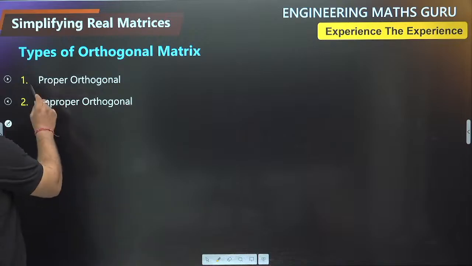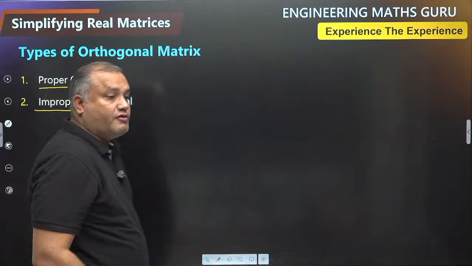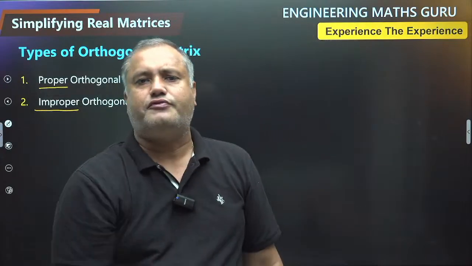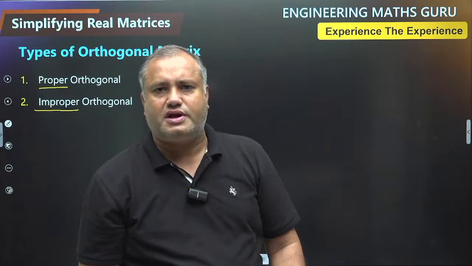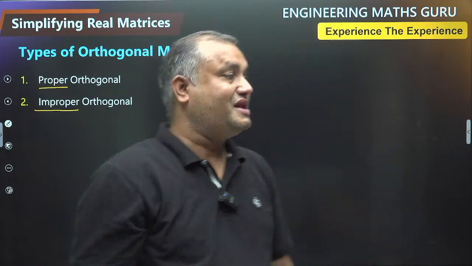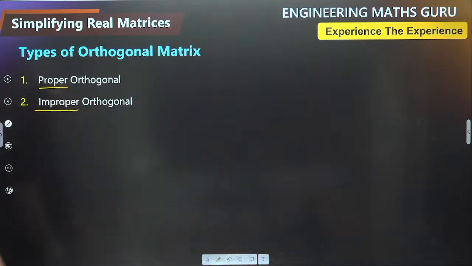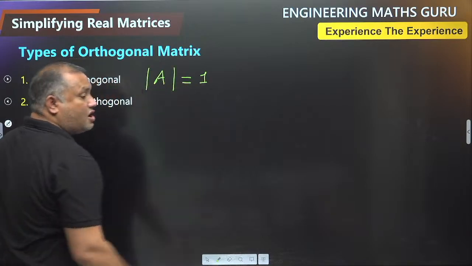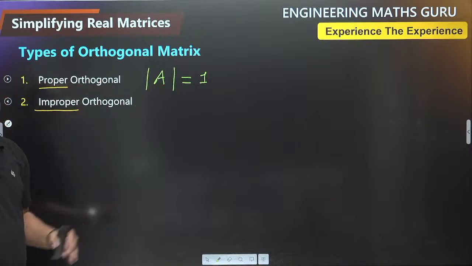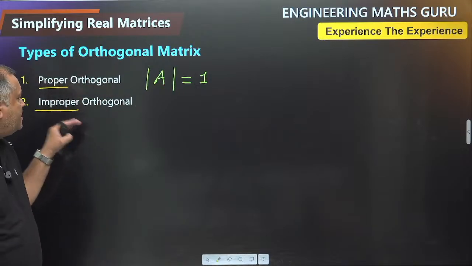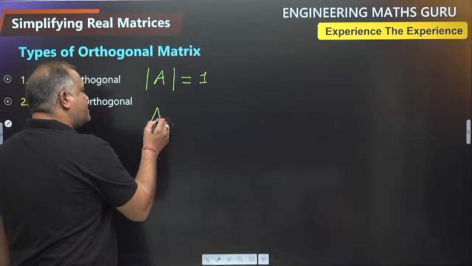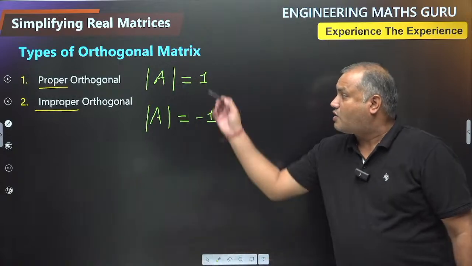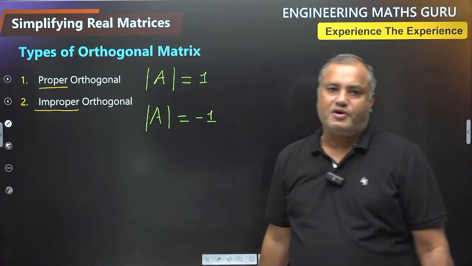Now, what do you mean by proper orthogonal and improper orthogonal? When it comes to the classification of orthogonal matrix, there are two types of orthogonal matrix. Number one is proper orthogonal and number two is improper orthogonal. So proper orthogonal is that orthogonal matrix for which the determinant value is 1. If the value of the determinant of an orthogonal matrix is 1, then it is called proper orthogonal, and if the value of the determinant of an orthogonal matrix is minus 1, then it is called improper orthogonal matrix. So these are the conditions for an orthogonal matrix to be proper orthogonal or improper orthogonal matrix.